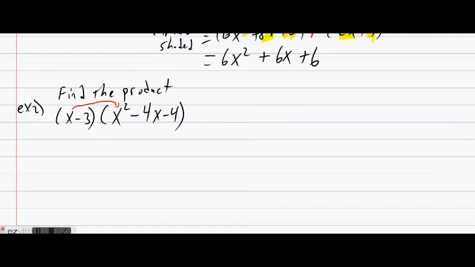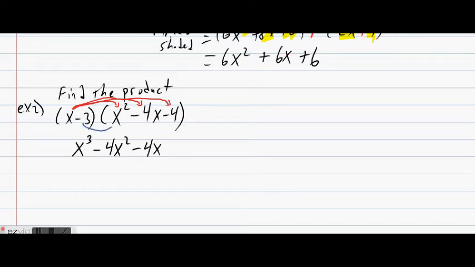So x times x squared, x to the third. X times negative 4x, negative 4x squared. Recall, when you're multiplying, here's where the exponents change. So x to the first times x squared gives me that x to the third. Alright, x times x gives me x squared. And then x times negative 4, negative 4x.